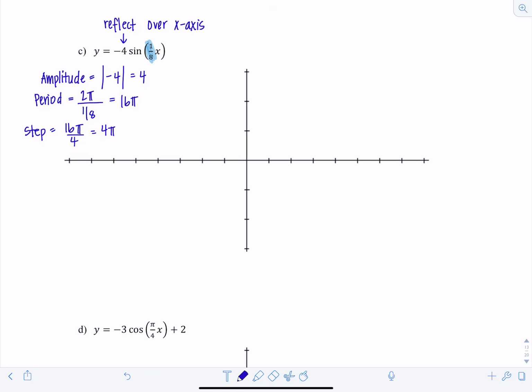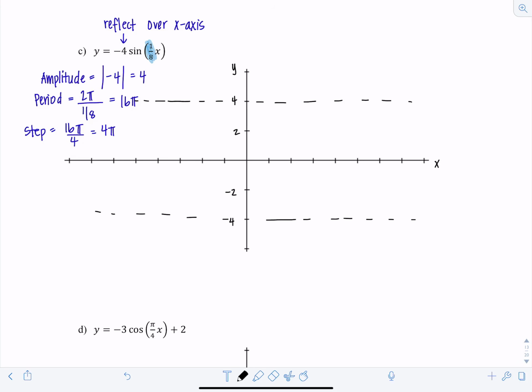All right? And then it's up to you. Label in a way that makes sense. So, you know, here's my x-axis, here's my y-axis. The amplitude is 4. So I'll call this 2, this is 4. So we're in here. And then this is -2, this is -4. Maybe add some dashed lines.